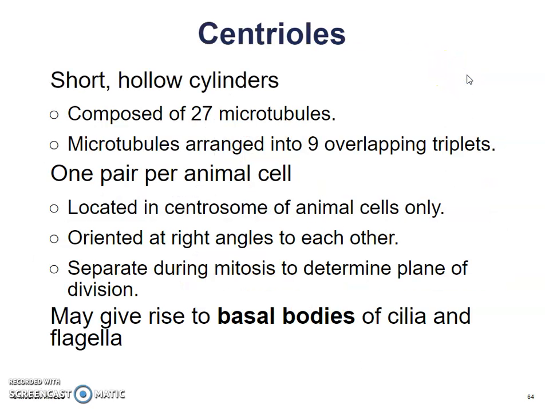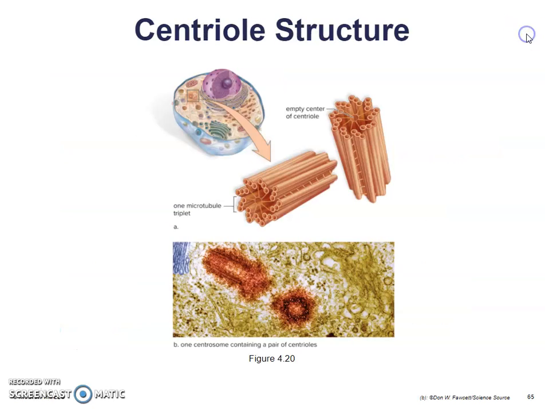Centrioles are short hollow cylinders composed of 27 microtubules that are arranged in 9 overlapping triplets. There's 1 pair per animal cell. They're not found in plant cells. And they are oriented at right angles to each other, and they help during mitosis to make sure that everything is divided equally. And these centrioles also give rise to the connection point of cilia and flagella, which you will remember are the structures that are responsible for cell movement.